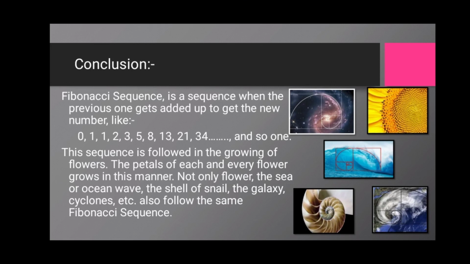Conclusion. The Fibonacci sequence is a sequence where the previous numbers are added up to get the new number, like 0, 1, 1, 2, 3, 5, 8, 13 and so on. This sequence is followed in the growing of flowers. The petals of each and every flower grow in this manner. Not only flowers, the sea and ocean waves, the shell of the snail, the galaxies, cyclones, etc. also follow the same sequence.